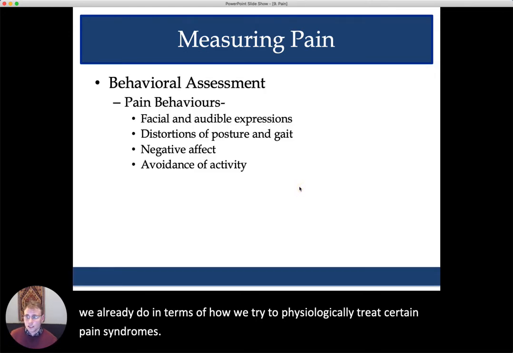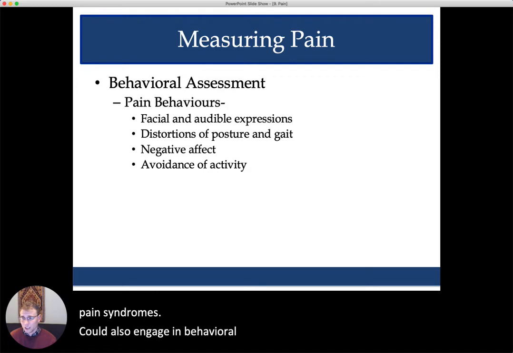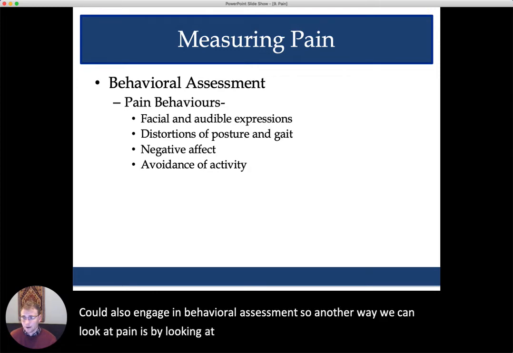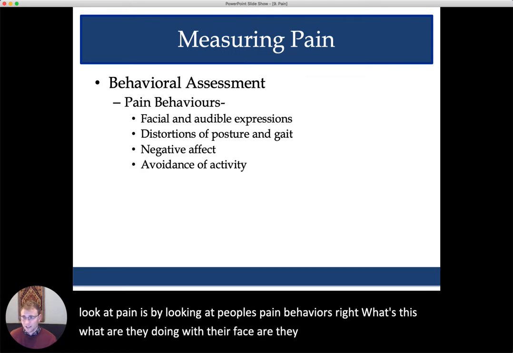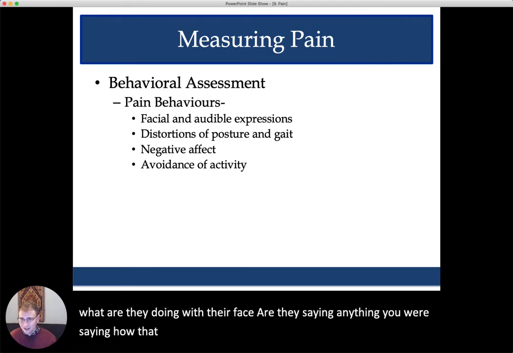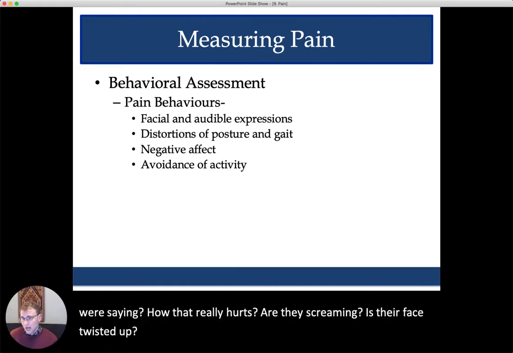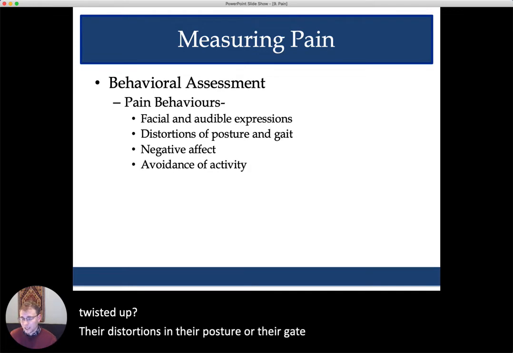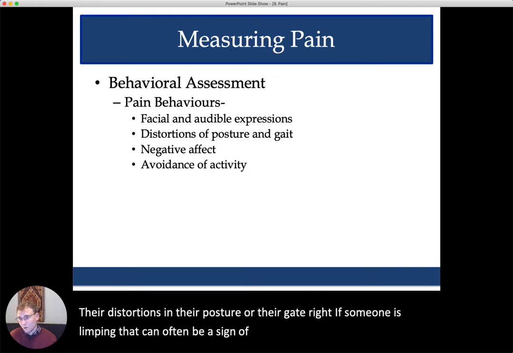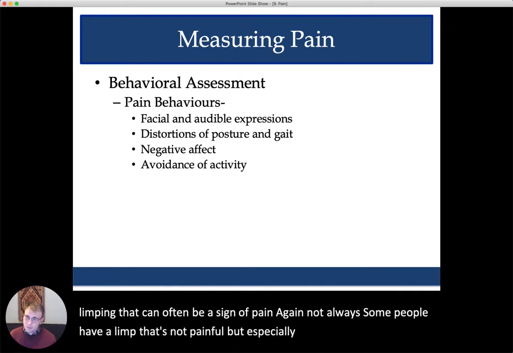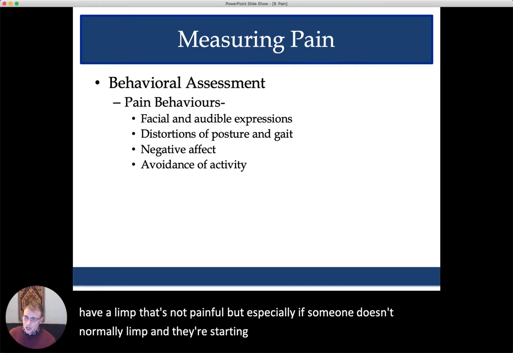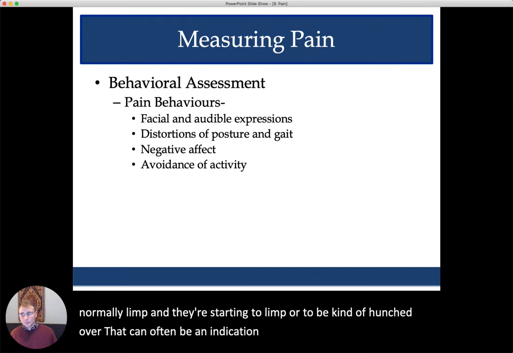We can also engage in behavioral assessment. So another way we can look at pain is by looking at people's pain behaviors, right? What are they doing with their face? Are they saying anything? Are they saying, ow, that really hurts? Are they screaming? Is their face twisted up? Are there distortions in their posture or their gait, right? If someone's limping, that can often be a sign of pain. Again, not always. Some people have a limp that's not painful, but especially if someone doesn't normally limp and they're starting to limp or to be kind of hunched over, that can often be an indication of pain.